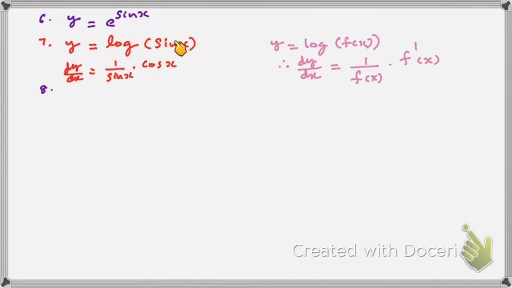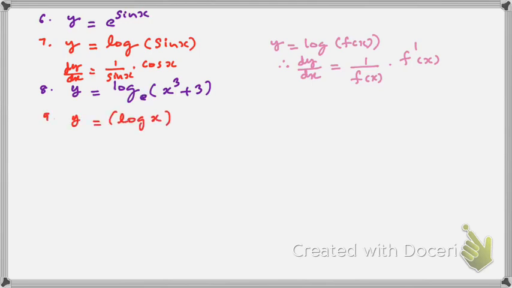Log of sine x, log of f of x, 1 by f of x, so 1 by sine x, but times the inside derivative. The derivative of sine x is cos x, and now cos x by sine x will change to cot x, which I haven't written there. And here is your question: y is equal to log of (x cubed plus 3).